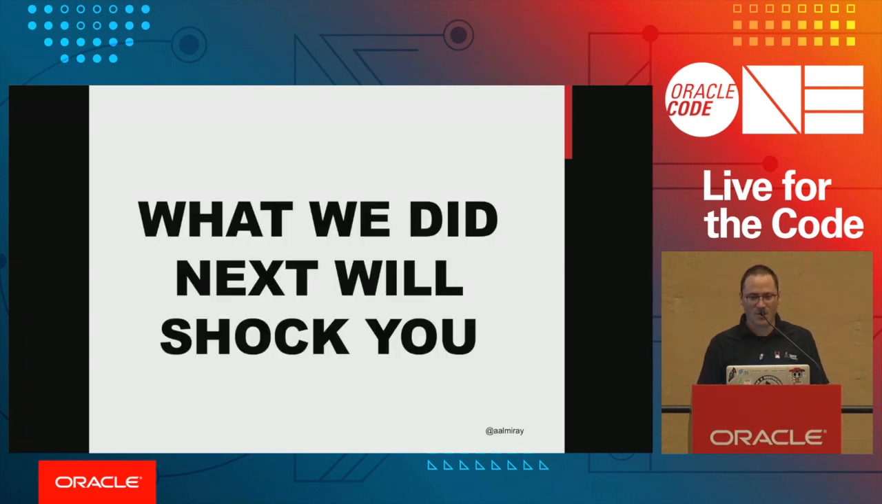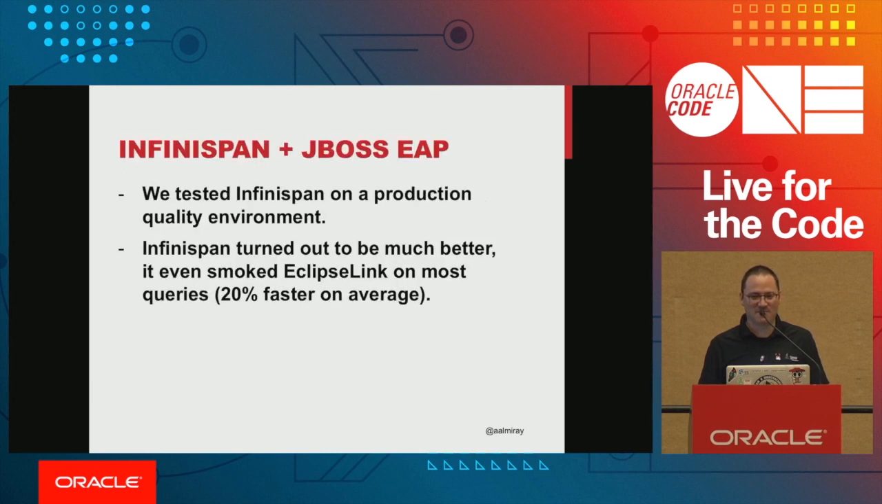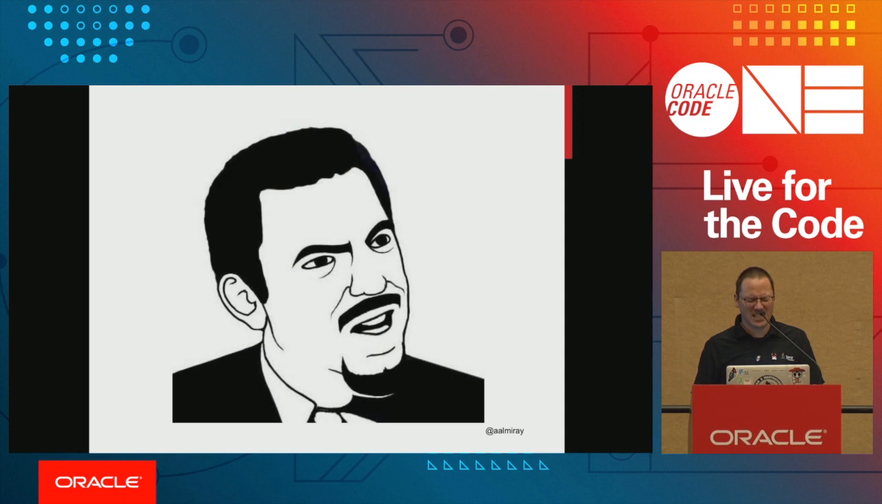Now, what we did next will shock you. So what did we do? We actually tested Hazelcast Hibernate in production and Hibernate Infinispan in production. And the winner was Infinispan. It was even faster than EclipseLink by that much, 20%. So all our test cases and our benchmarks indicated that we should go with one solution, and then we tested Infinispan. It's like, what?